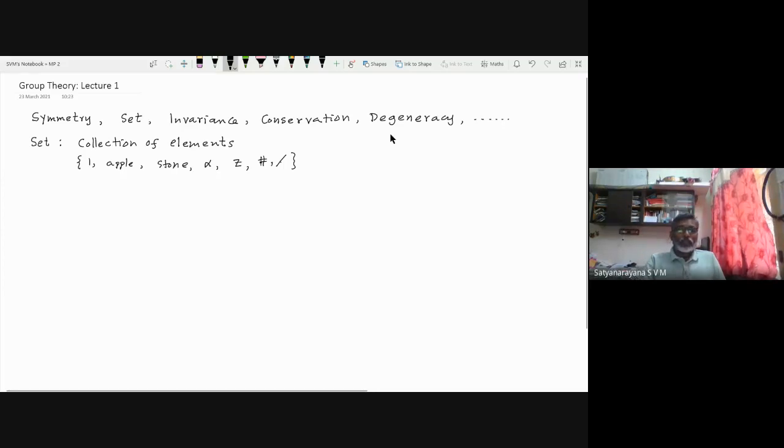And of course, some of you might have studied something called set theory, which you study very early on in your school days. You have two sets, then you can define union of sets, intersection of sets. One set is a subset of the other. Okay, and you have something called Venn diagrams. So all these things you study under set theory. Now we want to define certain structures on the set.